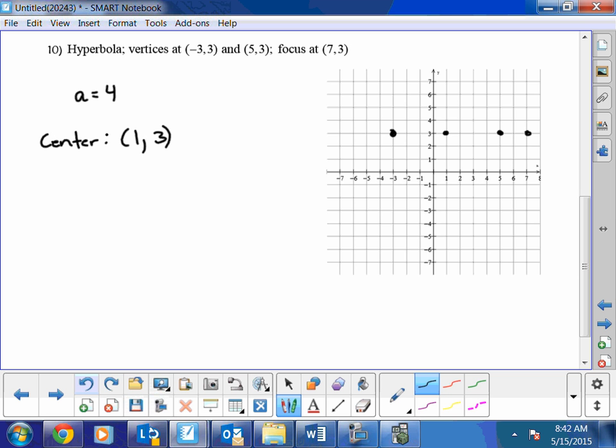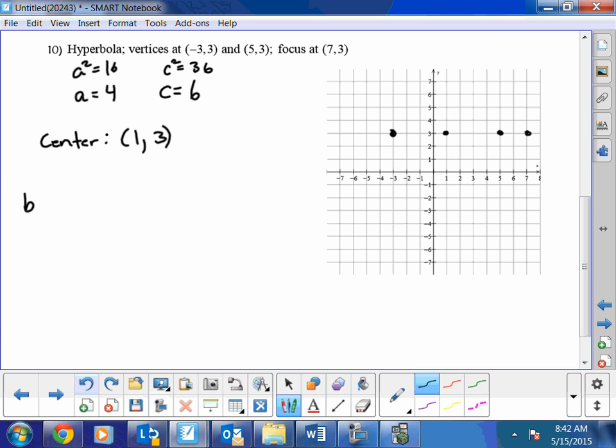My C value, taking off the center, means I'm going to have 6: 1, 2, 3, 4, 5, 6. So my C value is 6. And we have to know the square version of this. So A squared is equal to 16. C squared is equal to 36.